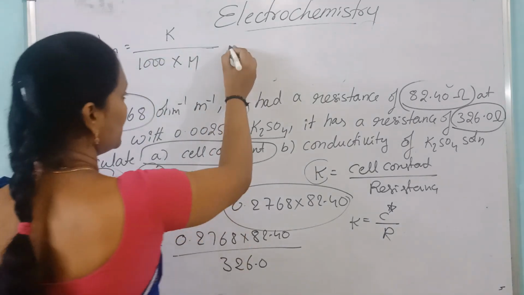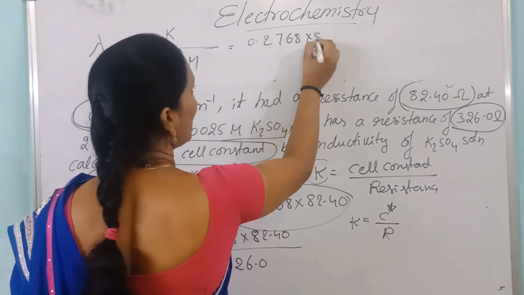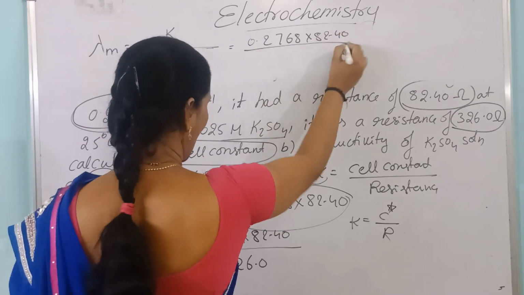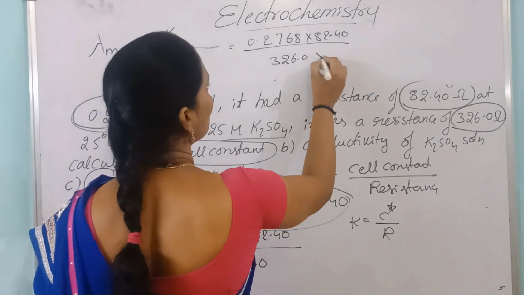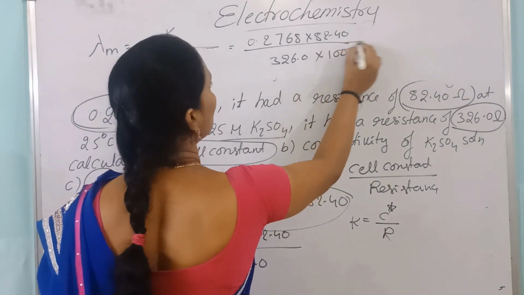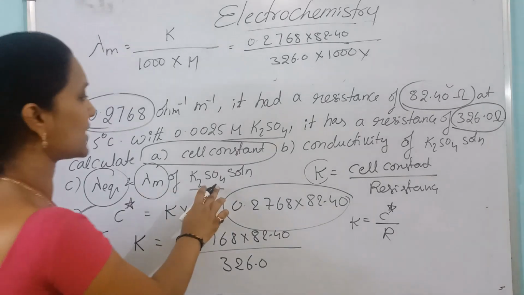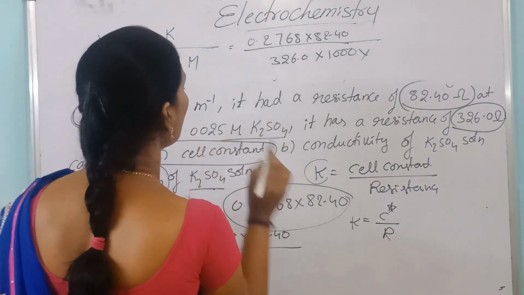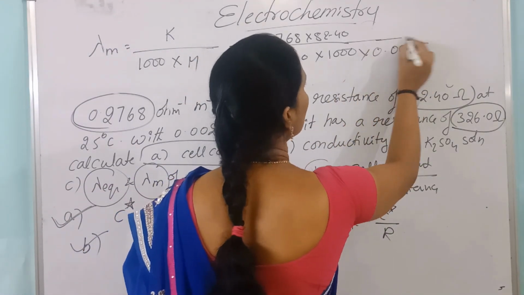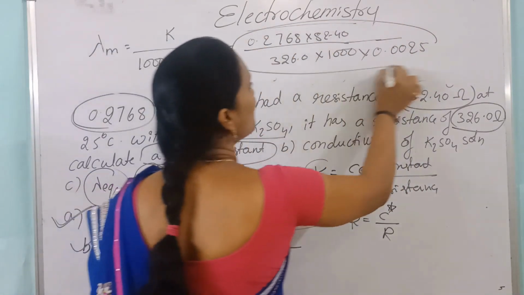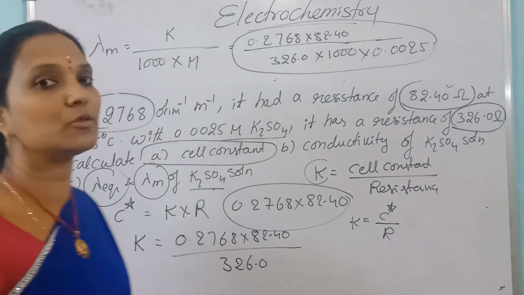What is the K value? Here K is 0.2768 into 82.40 by 326.0. This K into 1 by 1000 into molarity. What is the molarity of K2SO4? They are asking K2SO4 molarity, 0.0025. Just simplify this and you will get the molar conductance. Molar conductance is equal to K into 1000 by M.